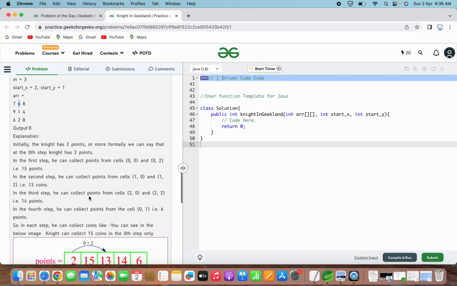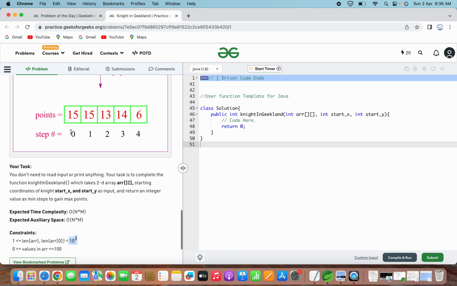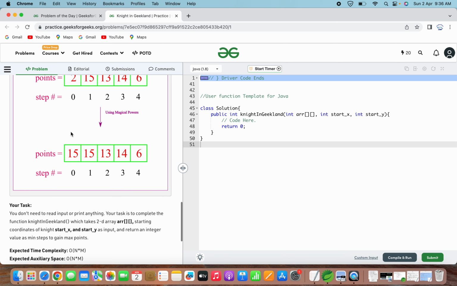We will then maintain an array that we'll call points of size 1001, since the maximum number of coins that a cell can have is 1000. Here we can see a constraint which has been given, that the maximum value can be 1000 only. We will use this array points to store the total number of points that the knight can collect in exactly i steps without revisiting any cell.